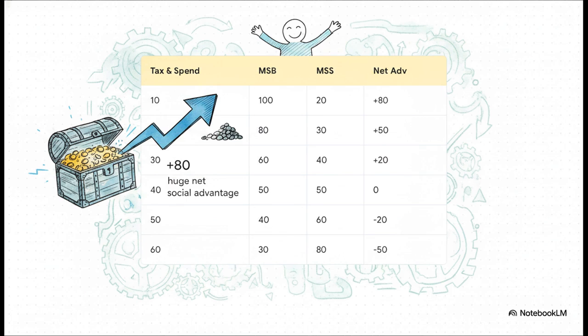At just 10 crores, the benefit is a massive 100 utility points, while the tax sacrifice is only 20. That gives us a huge net social advantage of positive 80. As spending moves to 20 and 30 crores, the benefit drops and the sacrifice rises, sure, but we're still in the positive. The government is doing solid work here.